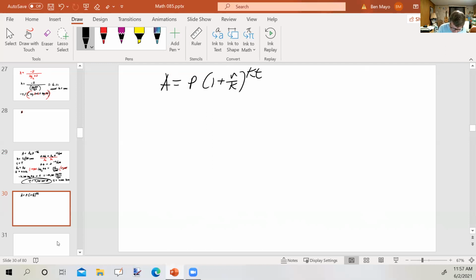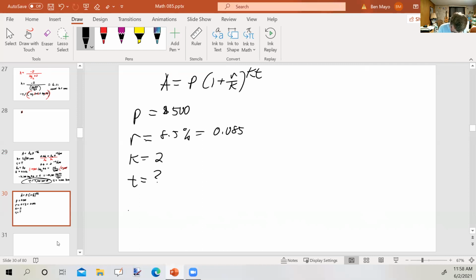All right. It says $500, an account paying 8.5%, 0.085, compounded semi-annually, so that's twice a year. How long will it take for it to increase to $800? So we know everything but the time it's going to take.